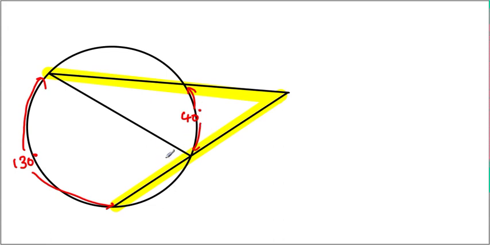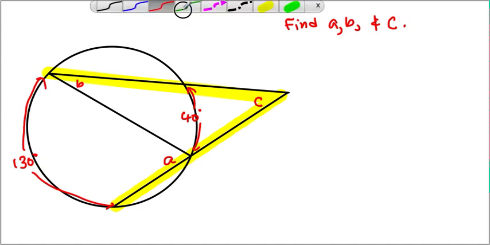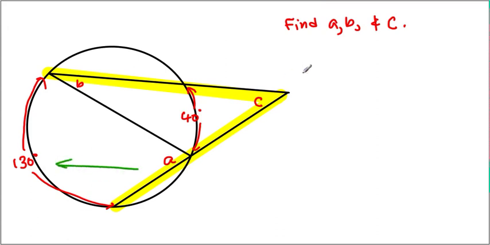Now what I want you to find is this: this is A, this is B, and this is C. So find A, B, and C. In fact, finding A is not bad at all, because A is the inscribed angle opposite to 130, so A must be equal to 65 degrees. How about B? B is opposite from 40, so B must be equal to 20 degrees. But wait a minute, how about C?